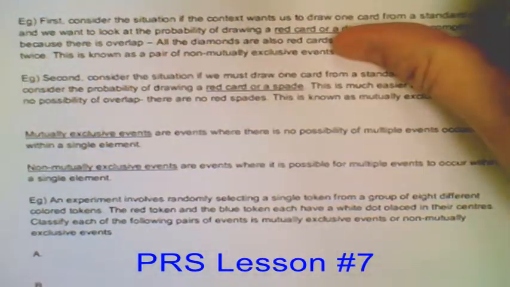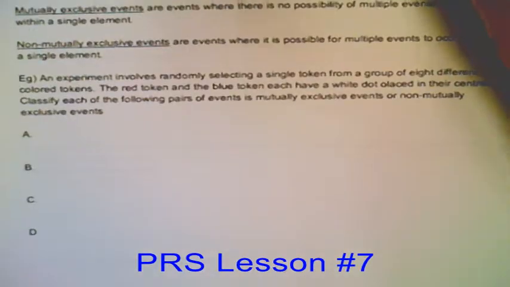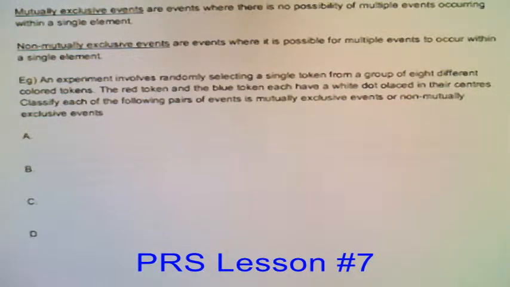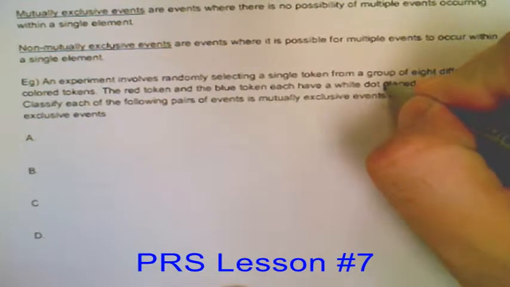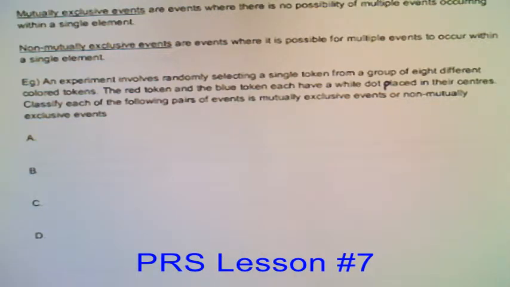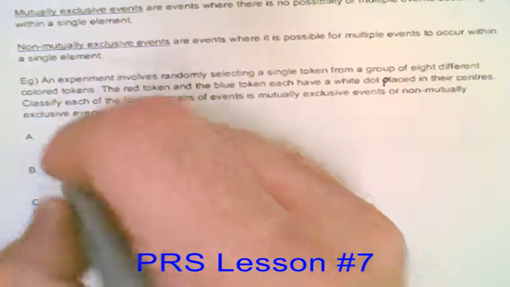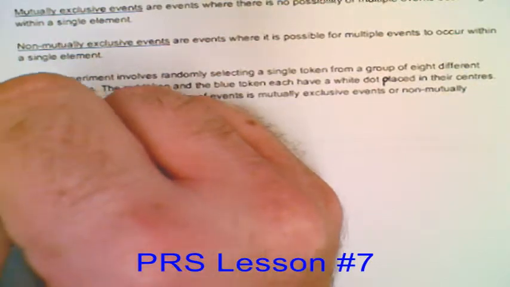So if I look at these examples down beneath here, and I'm just going to move this up, all of these terms go along with this. An experiment involves randomly selecting a single token from a group of 8 different colored tokens. The red token and the blue token also have a white dot placed in their center. So the red token and the blue token both still have a white dot. Classify the following events as mutually exclusive or not mutually exclusive.